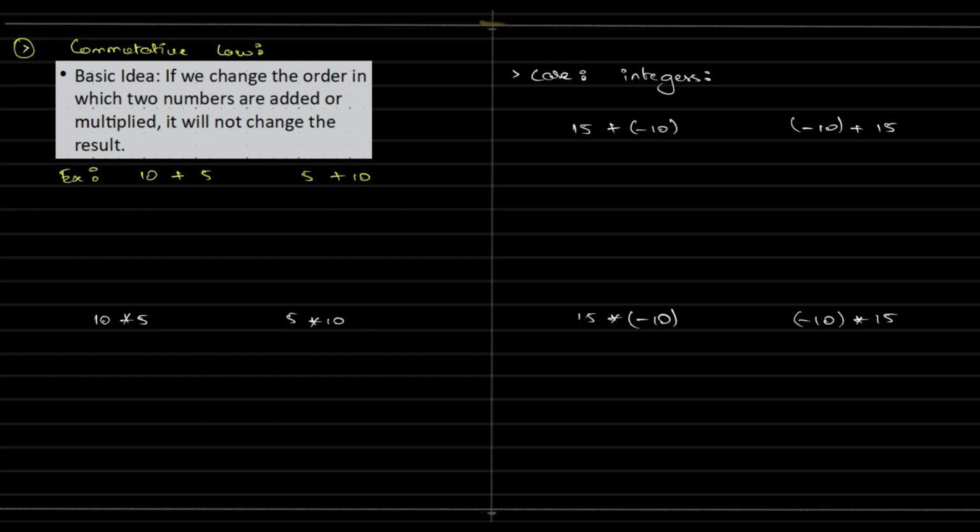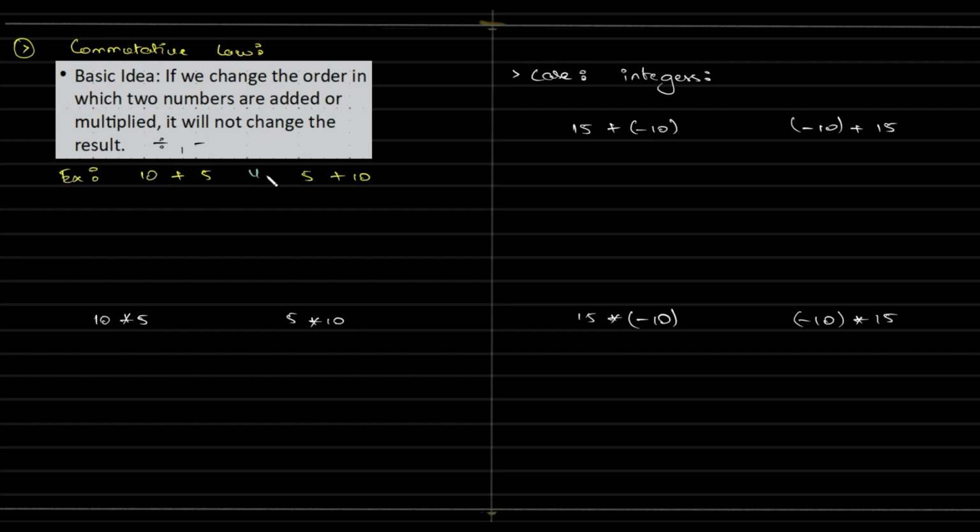Your question might be, what happens with division and subtraction? We'll be looking at this as well, but let's start off with addition and multiplication of numbers, and try to understand commutative law with those examples.